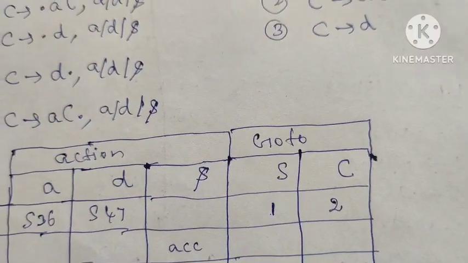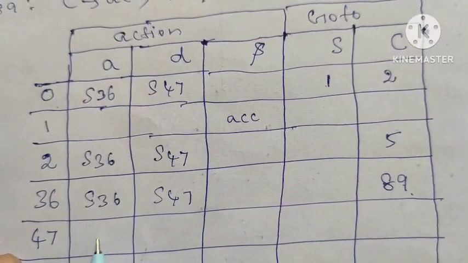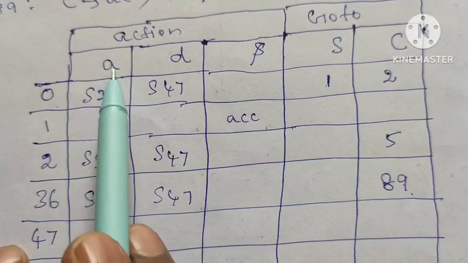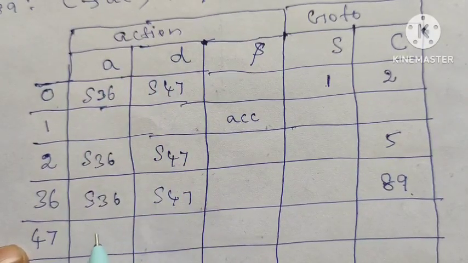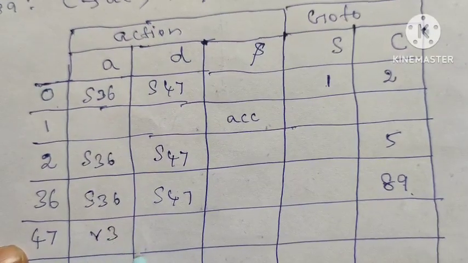So in I4, I4 means it is merged with I7. What is the lookahead symbol? It is A and D. Now the production is actually the third production, so simply write it as R3.